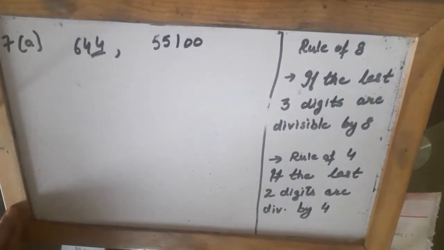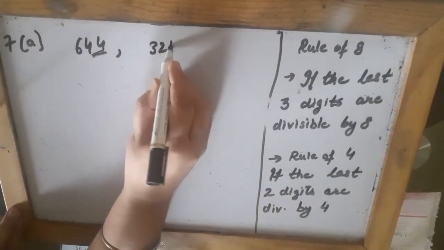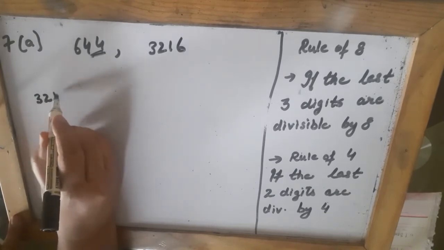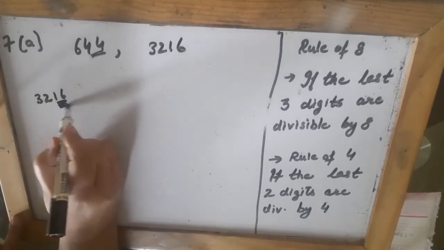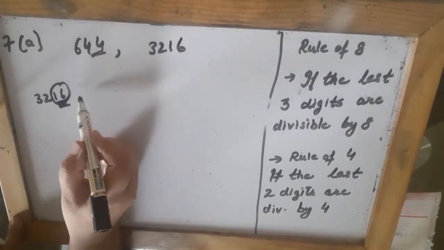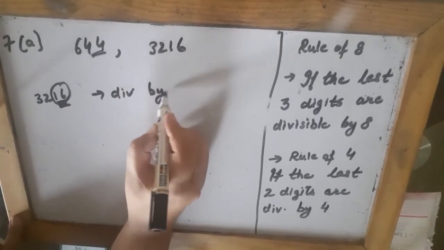Let me take the next number, 3216. Is 3216 divisible by 4? Yes, because the last two digits are divisible by 4. 4 4s are 16, so this number is divisible by 4.